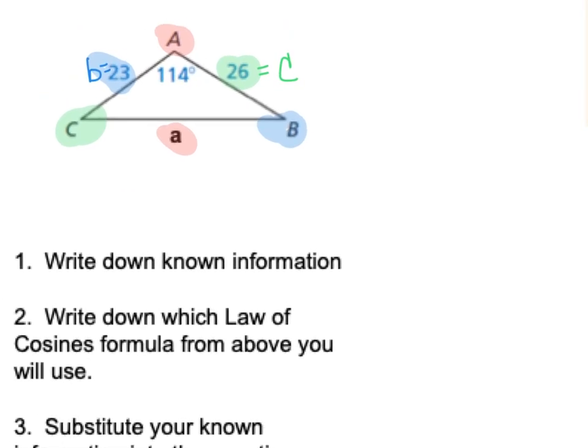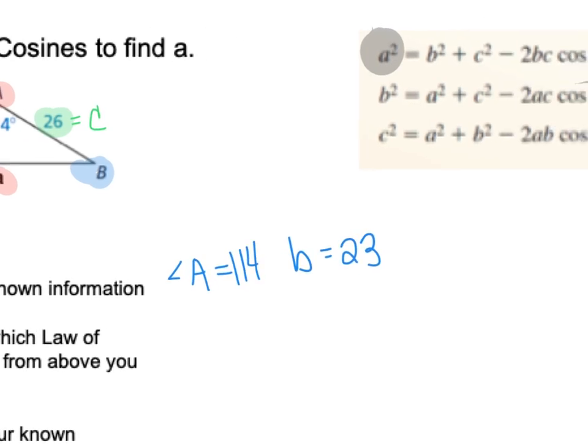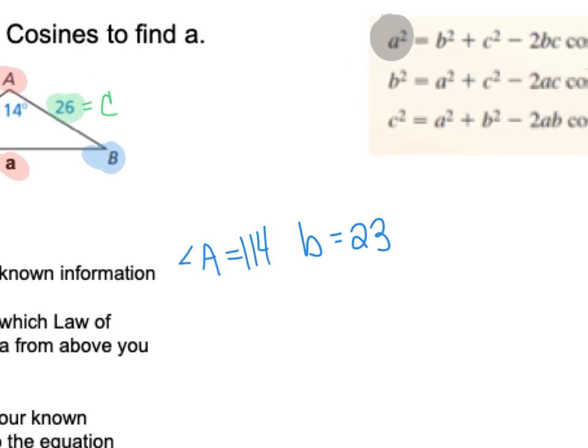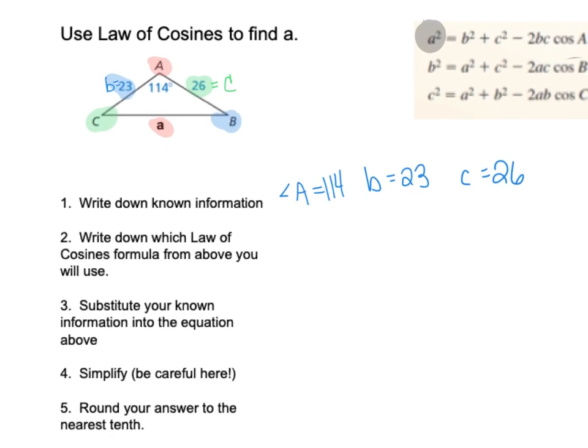So the first thing that I do is I'm like, okay, what do I know? Well, I know that angle A is 114 degrees. Okay, I know that side length B is 23, and I know that side length C is 26. Okay, so that's basically anything that we know. We're trying to find A. We know certain information. Okay, so then I'm looking and I'm like, all right, step 2.